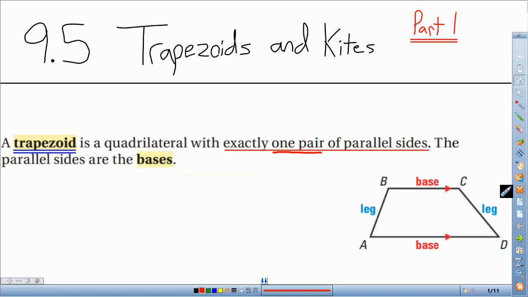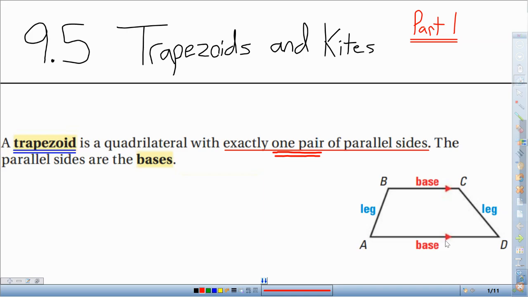Okay, so here's the big thing I want to point out. Since a trapezoid only has one pair of parallel sides, it is not considered a parallelogram. Because if you guys remember, a parallelogram had both pairs of opposite sides parallel. This just has one pair of opposite sides parallel. So those rules that we learned for parallelograms do not apply to trapezoids. So that's the first thing to realize.